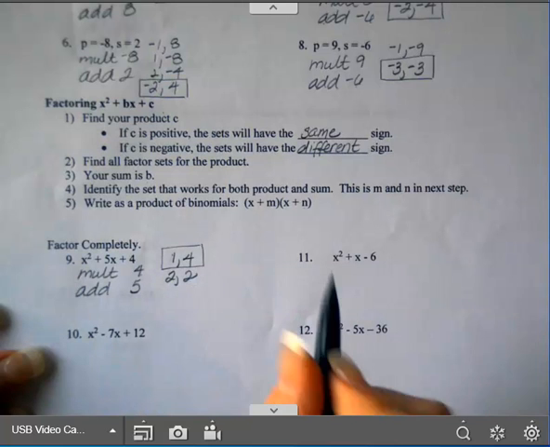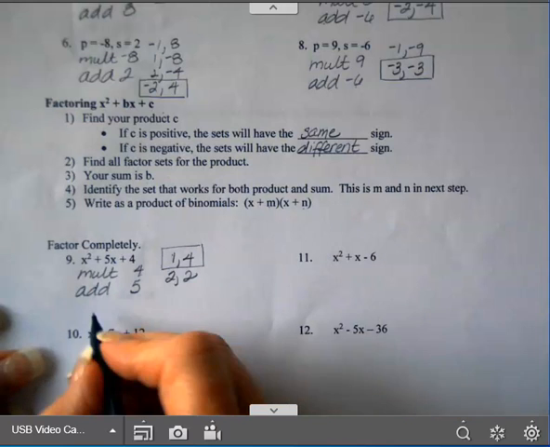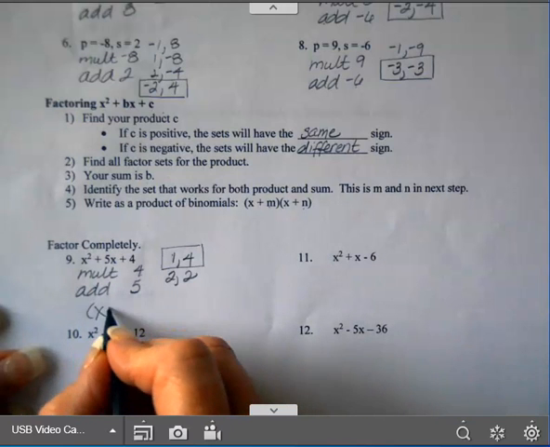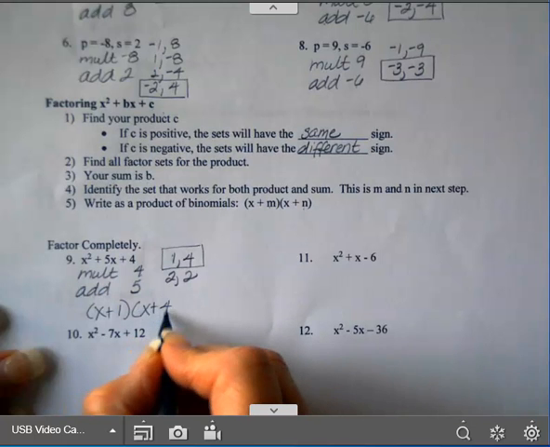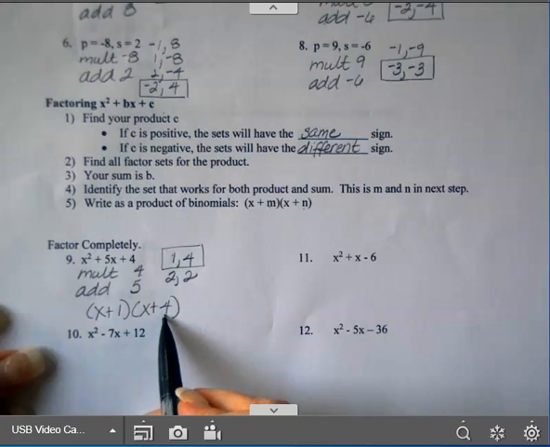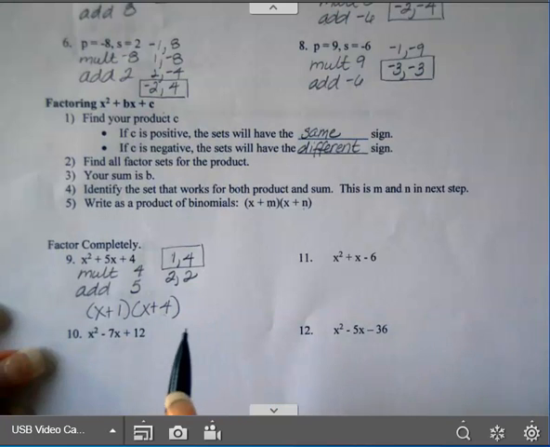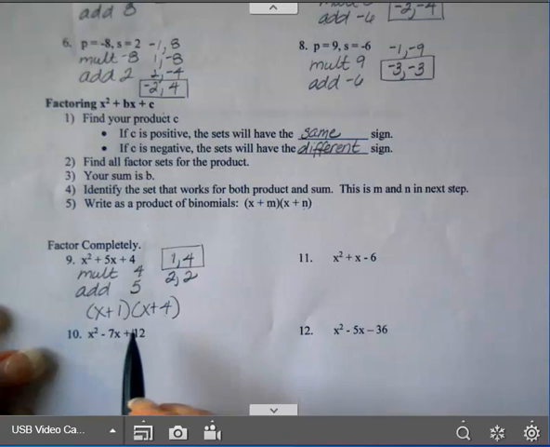And I'm going to plug those numbers in now for m and n. So this will be x plus 1 times x plus 4. You could have written the x plus 4 first and the x plus 1 second, because there is no difference when you switch around in multiplication. If I had two numbers, 2 and 3, 2 times 3 is the same thing as 3 times 2. So it doesn't matter which order you put each of the factors in.